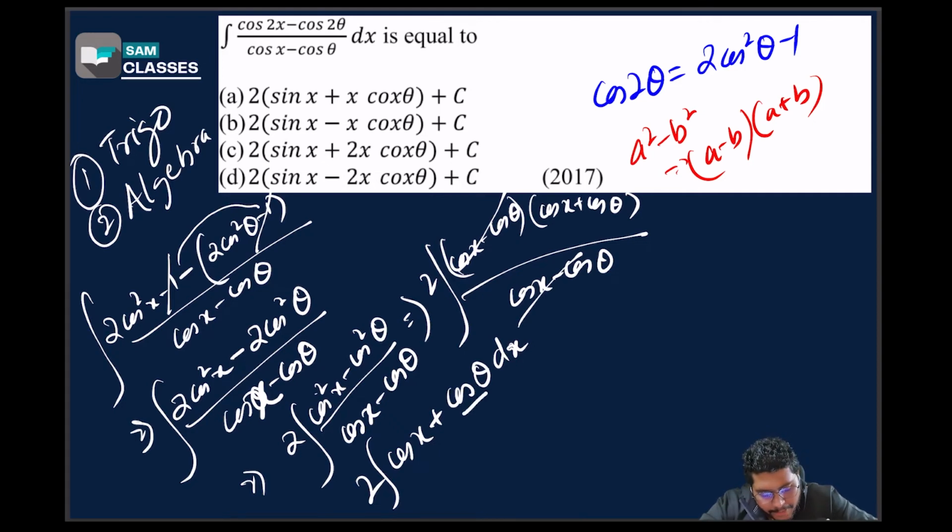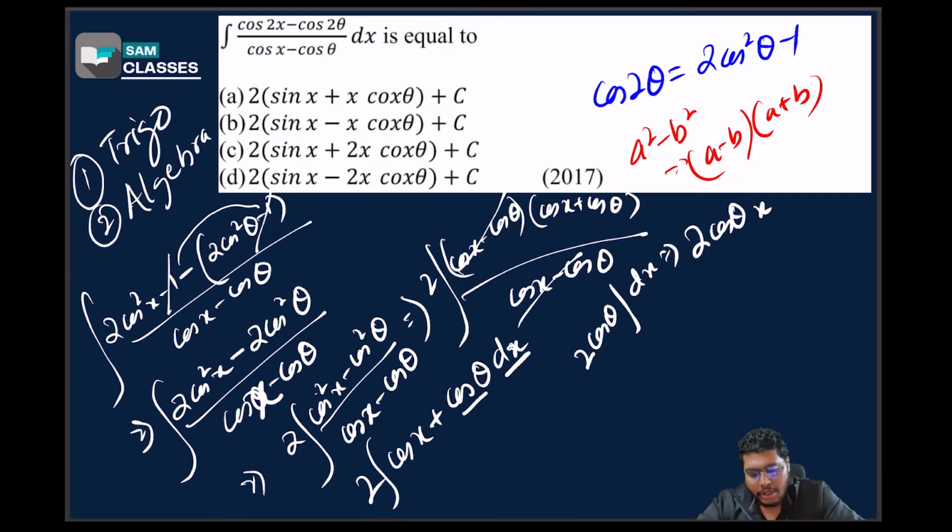And since I'm integrating, a lot of students make a mistake here. Since I'm integrating with respect to dx, cos theta will be what? Constant. Integration of anything constant is what? 2 cos theta will just come out. Integration dx is x, so 2 cos theta x. So what will be the answer, student? Both positive: 2 sin x plus x cos theta, because 2 I have already taken common.